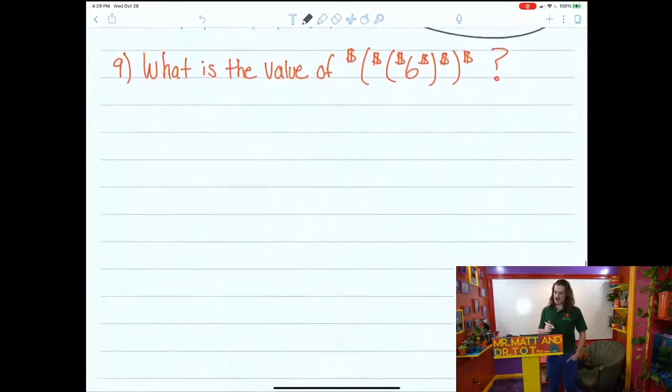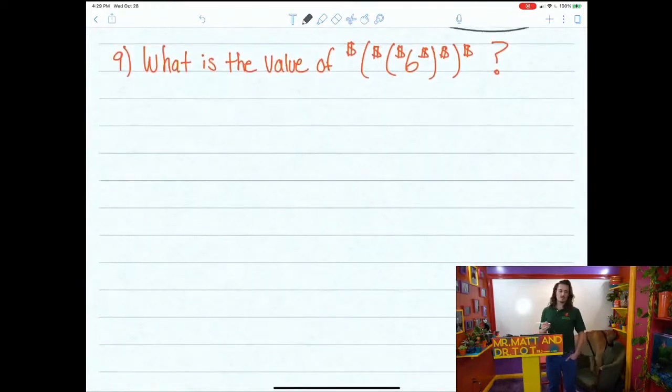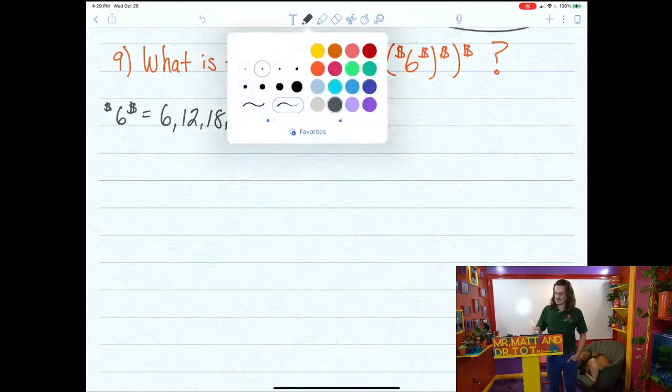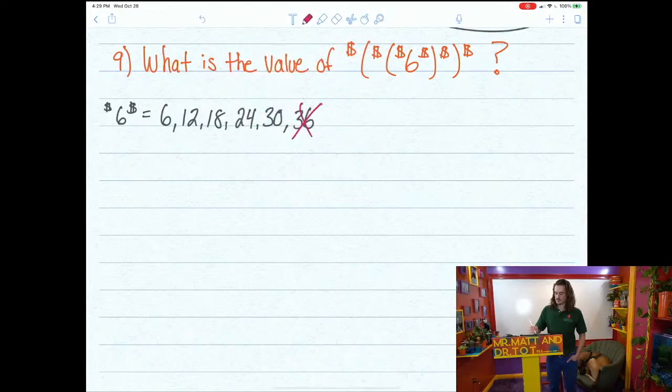And for number 9, we just want to evaluate from the inside out. So first of all, start with $6$. The multiples of 6 would be 6, 12, 18, 24, 30, 36. But 36 is greater than 35, so we wouldn't be able to count it. So $6$ in the context of this question represents the number 5.